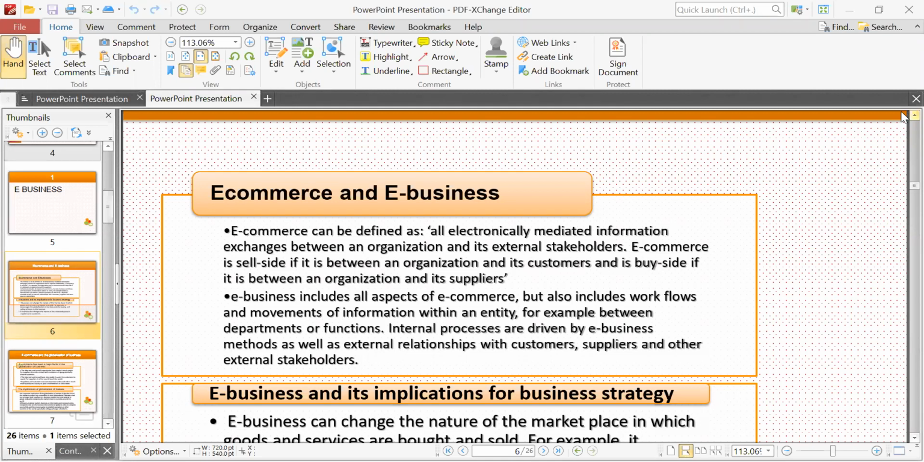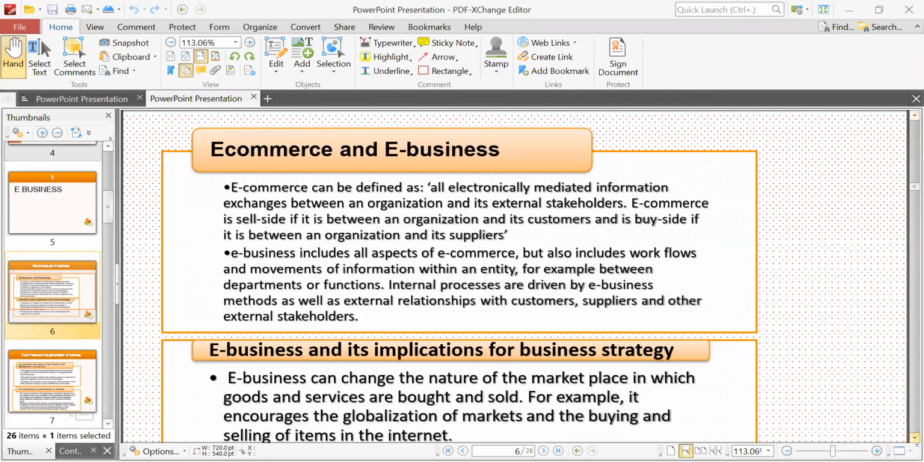Yes, please. Okay. Now let's move on to e-business and its implication for business strategy. We are looking at strategy. So what is the relationship here?